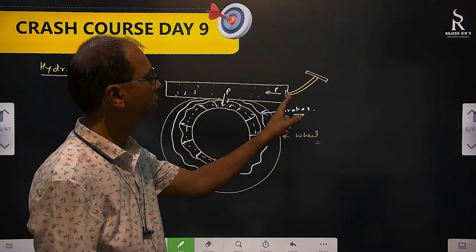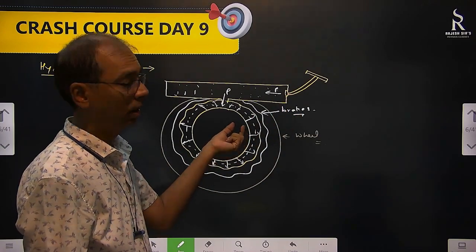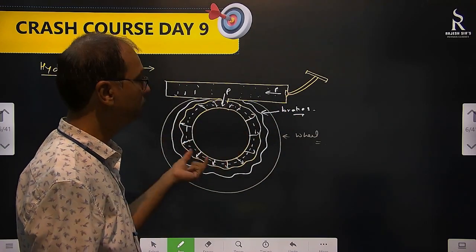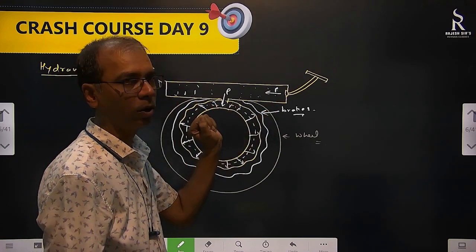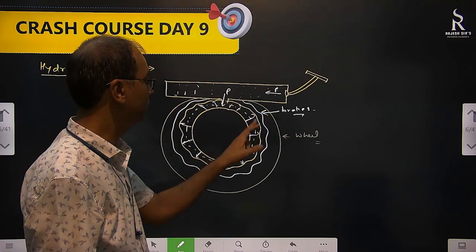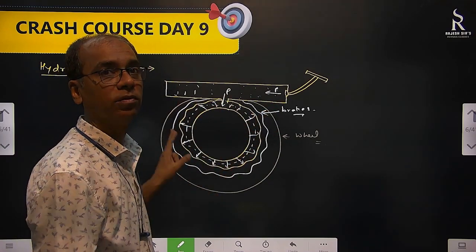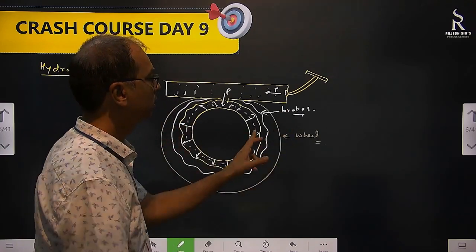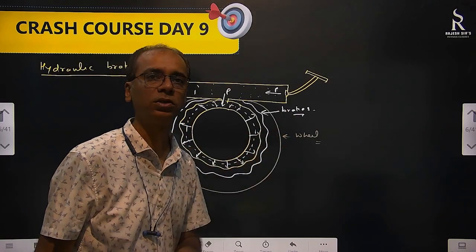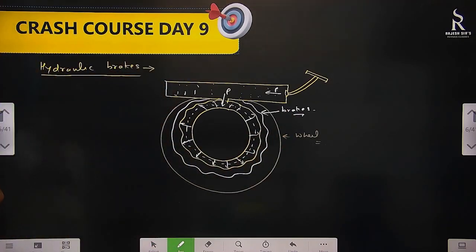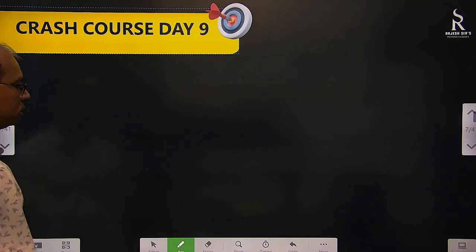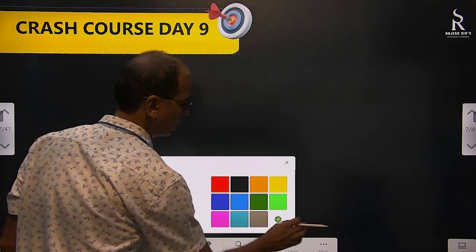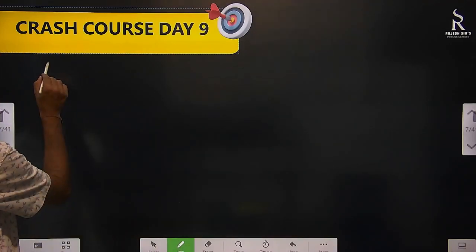A small push over here will make a huge pressure over there, because here the area is huge. Here the area is very small. But here we have made a very big area, and because of that, this is pressed against the wheel and the wheel stops. So this is how hydraulic brakes work. Okay, this is Pascal's law.